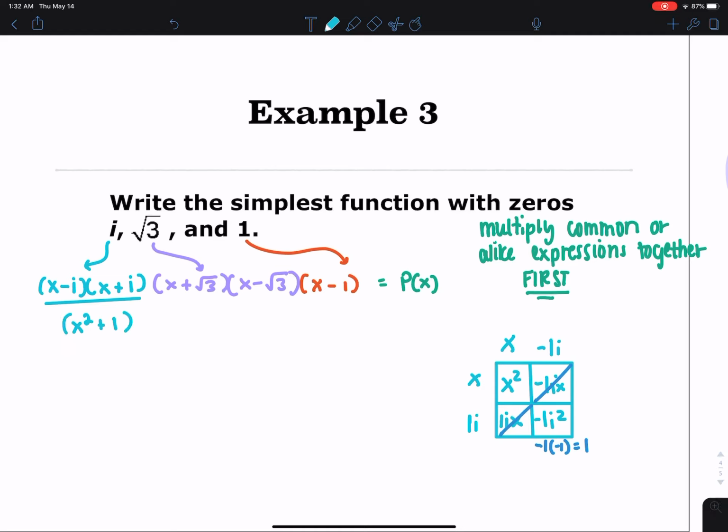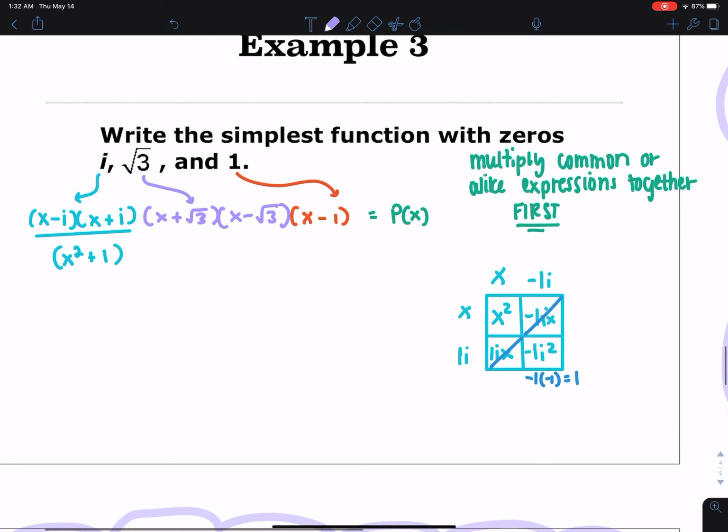You can probably notice some patterns when you're doing this and multiply them together extremely quickly. And then the next one, so again, these are also like common or alike expressions. So if we multiply x plus the square root of 3 times x minus the square root of 3.